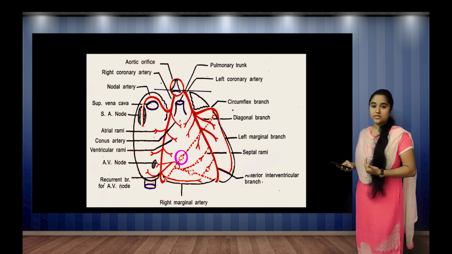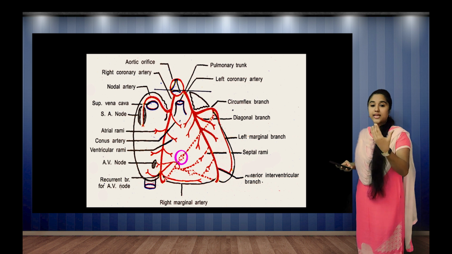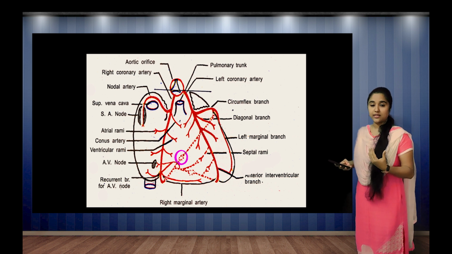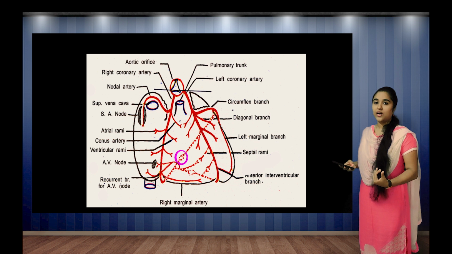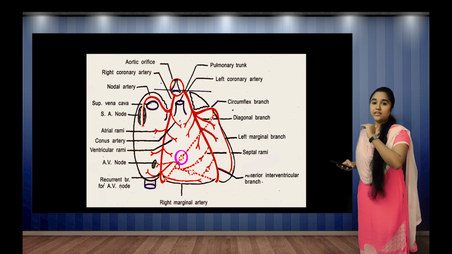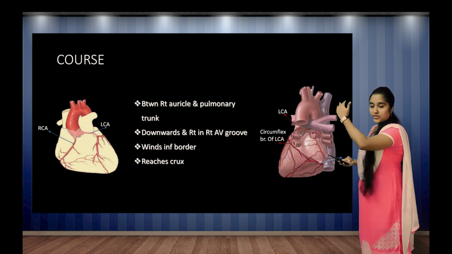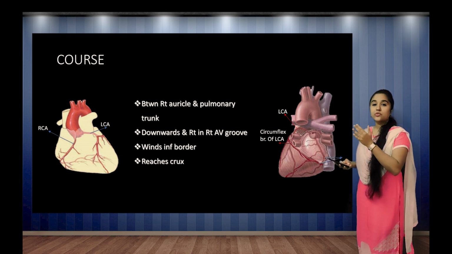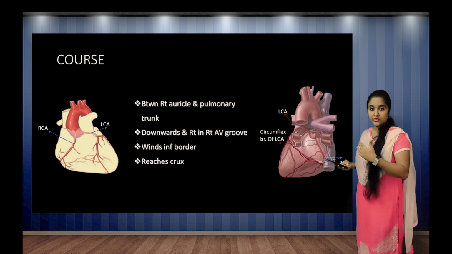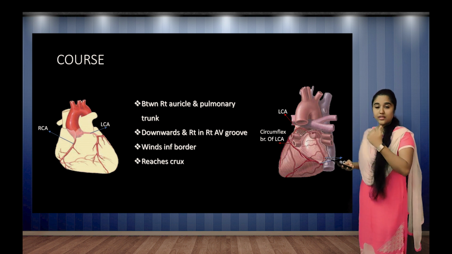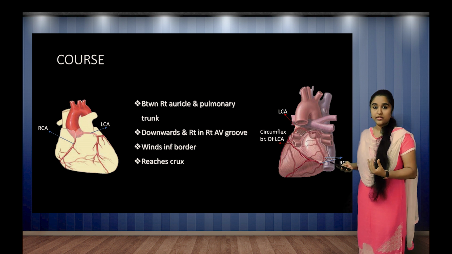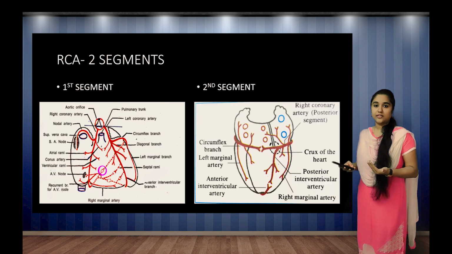We'll see its course. You know that it arises from the anterior aortic sinus. It extends from the anterior aortic sinus to the inferior border of the heart, where it winds and then reaches the crux of the heart. So the course is: it originates from the anterior aortic sinus, runs between the right auricle and the pulmonary trunk, runs through the right anterior part of the atrioventricular groove, reaches the inferior border, winds around the inferior border and then reaches the crux of the heart.